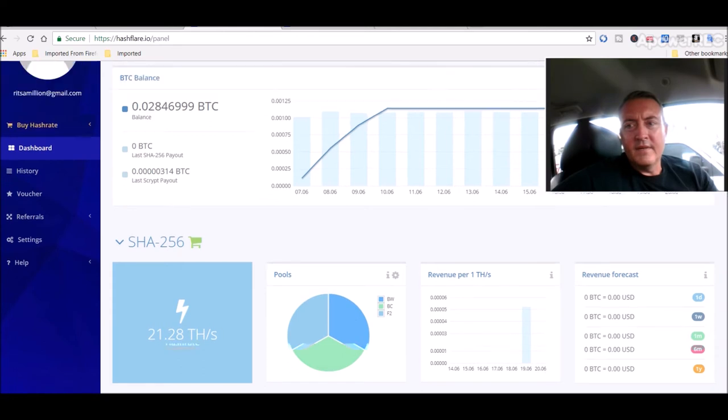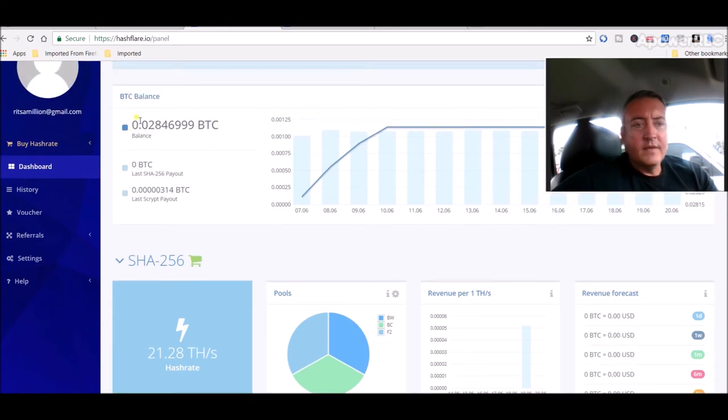I just don't want to end up losing. This is close to $200 worth of Bitcoin sitting in there right now. I got 21.28 terahash. I haven't bought any more in a while because it's just not profitable. So with that being said, would I recommend Hashflare? Absolutely not right now.